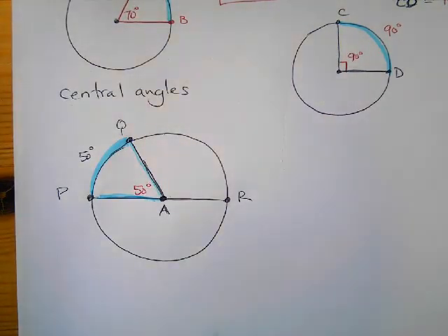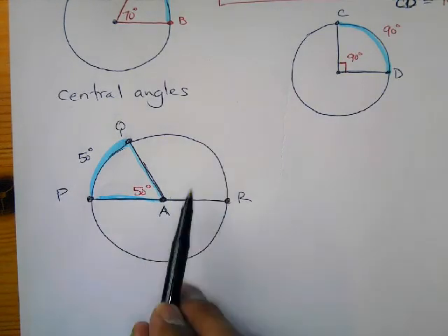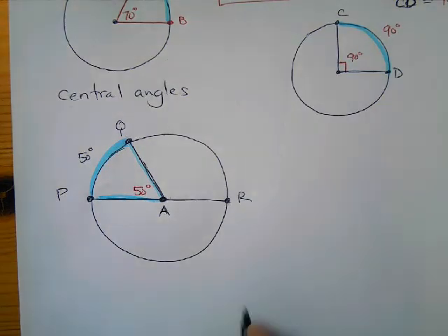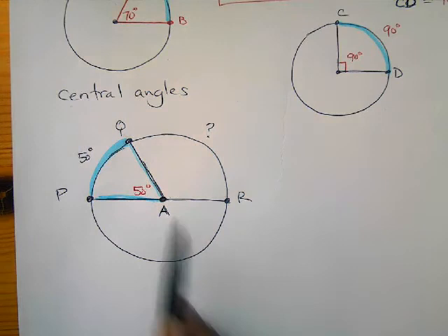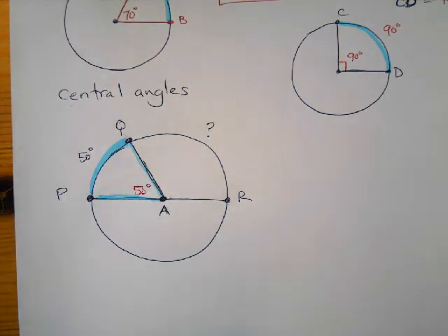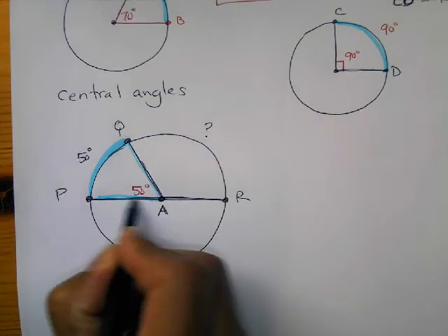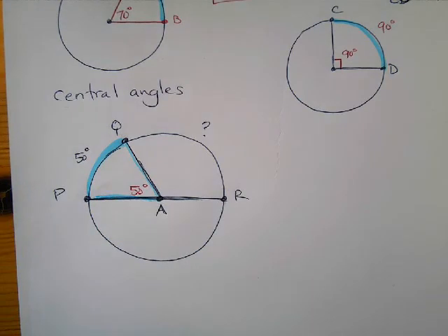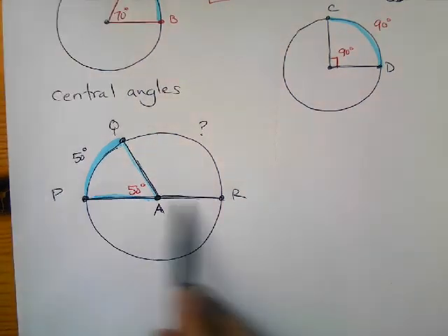Okay. But how can I find, let's say if they ask you for this arc measure here, which will be the same as this angle measure here? Well, let's see if the question mark is over here. I know that that's 50, but what else do I have? What else do we have here that we've seen before? A straight line. A straight line should be what? 180 degrees, right?